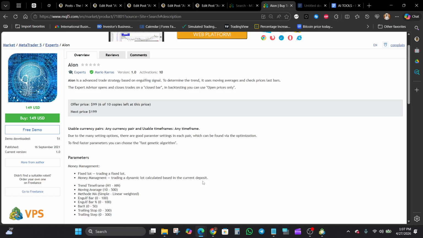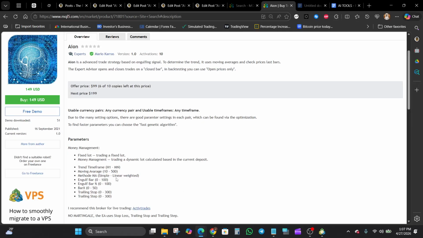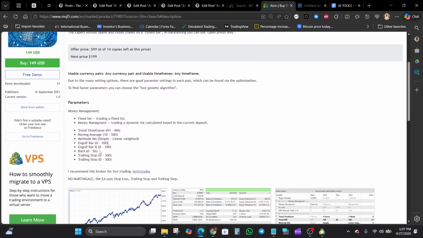Another key part is the flexibility in settings. You can adjust moving average type, engulf strength, bar sensitivity, trailing stop and trailing step. This makes it highly optimizable, but also means results will vary depending on how well it is tuned for a specific pair. In simple terms, it's not a set and forget expert advisor. It requires optimization per pair if you want consistent behavior.